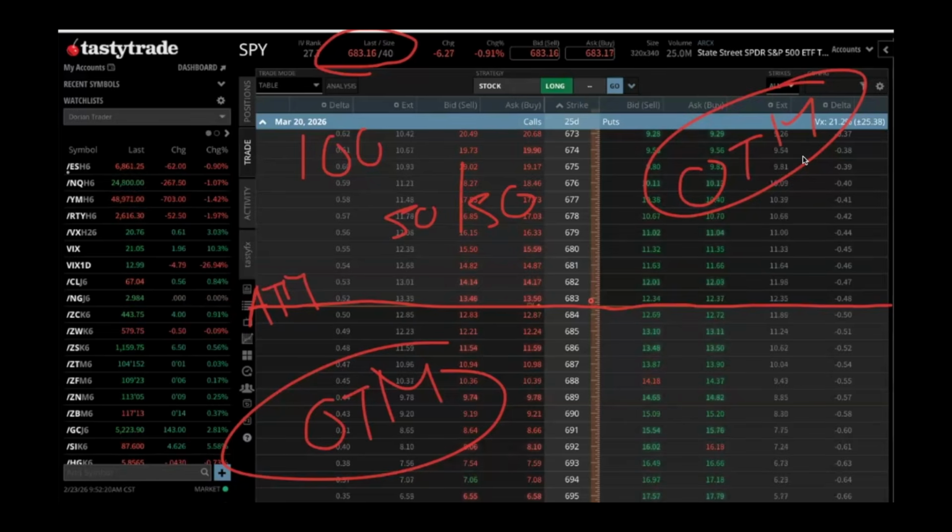Options are amazing, in my opinion, the best way to make money in these markets. They're the most capital efficient way to trade. You can always create some strategy that allows you to make money very, very efficiently. You want to learn this.